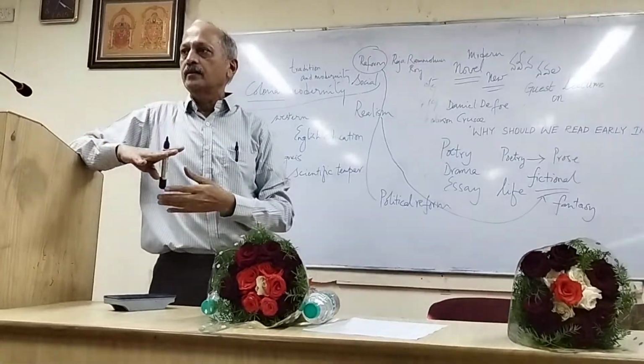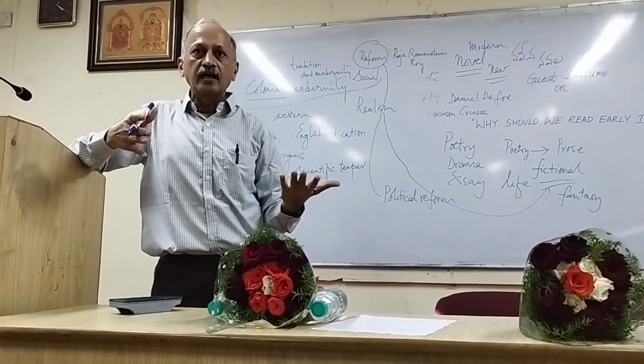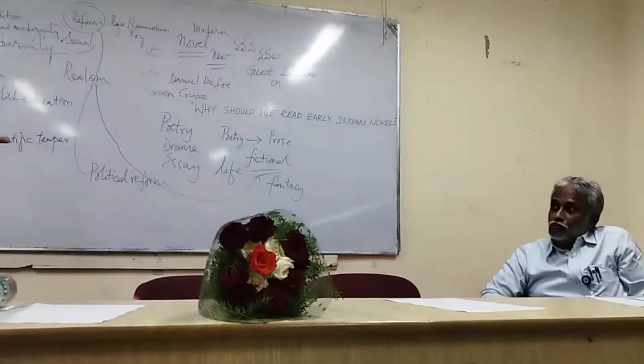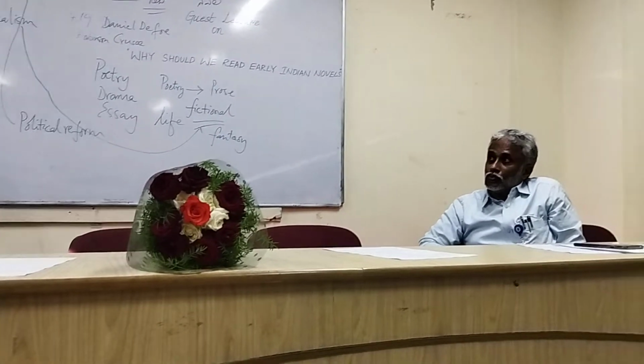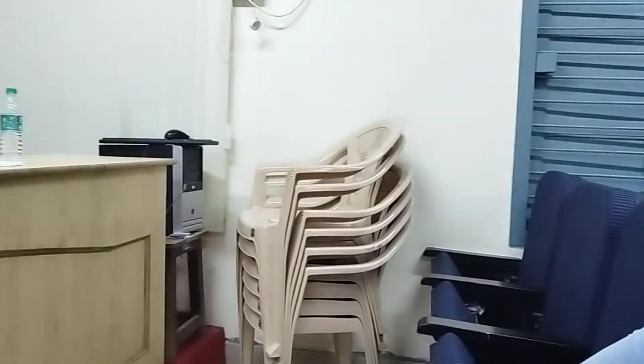If we became independent, free from the British rule, and still socially we continue to be in the same state, we have oppression of all kinds in society, then what kind of independence have we really achieved?